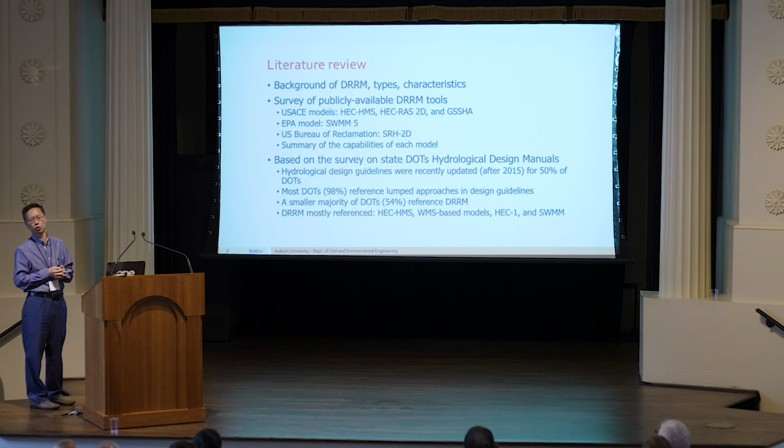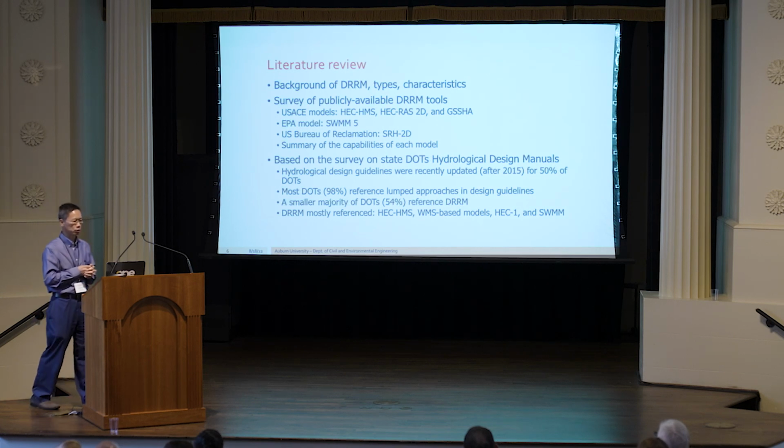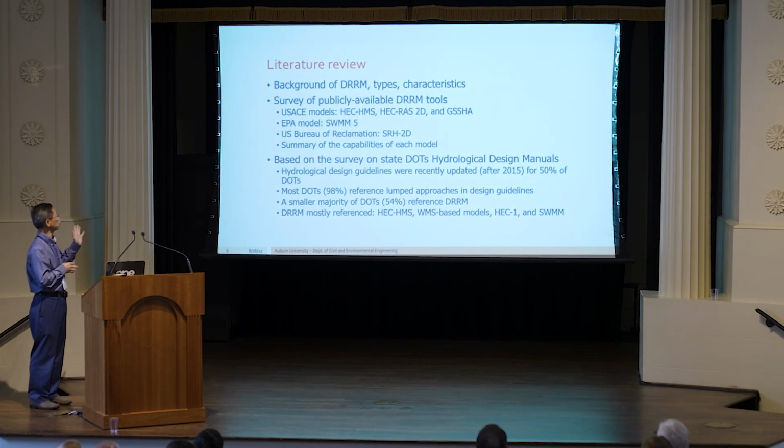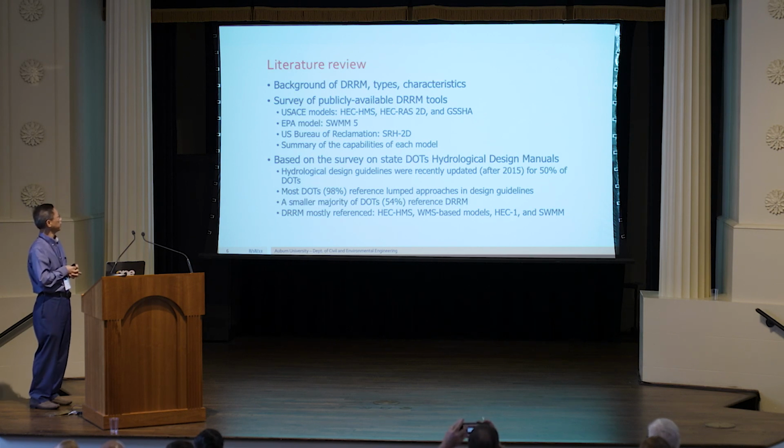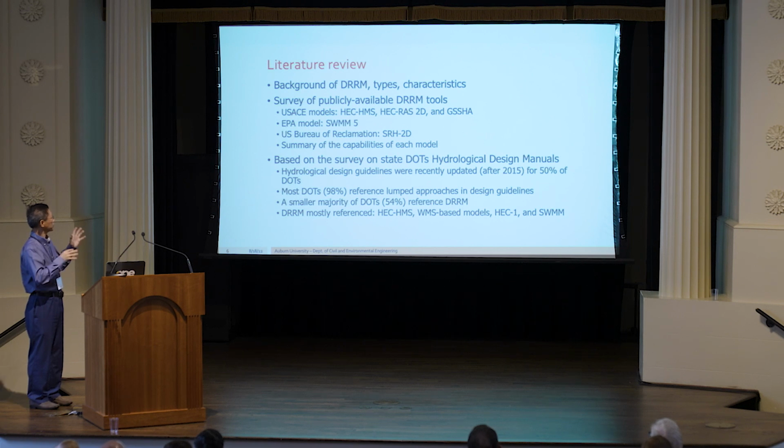So the first part is the literature review. We provide some background information about the DRM, the types of models, and the characteristics of these models. Specifically, we surveyed some publicly available DRM tools, such as the U.S. Army Corps of Engineers' HEC-HMS and HEC-RAS 2D, because we are talking about watershed modeling, and GSSHA, the EPA model SWMM 5, and the USGS SRH-2D, as Dr. Lai just mentioned. And we summarize the capability of each model in a table format.